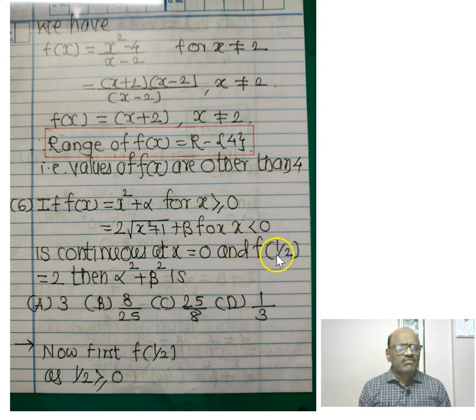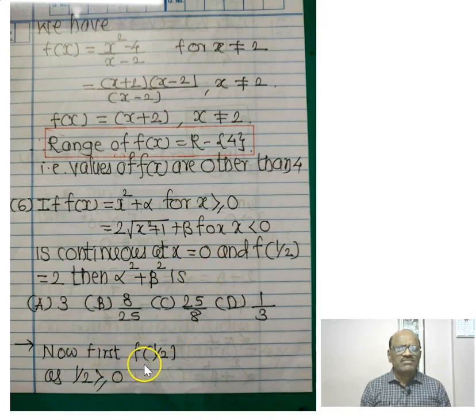Also, f of 1 upon 2 is equal to 2. What does this mean? This is for x greater than or equal to 0, so we substitute x as 1 upon 2 in x square plus alpha, which is equal to 2. That is, 1 upon 2 bracket square plus alpha is equal to 2. Then you will get the value of alpha, and then find alpha square plus beta square. Again, this is a very simple question.